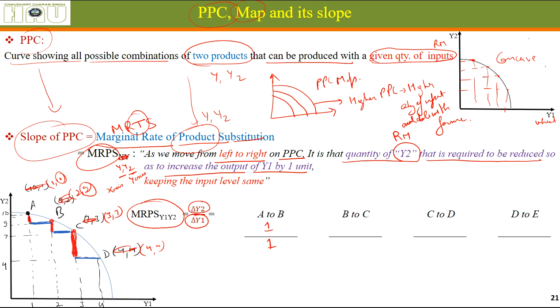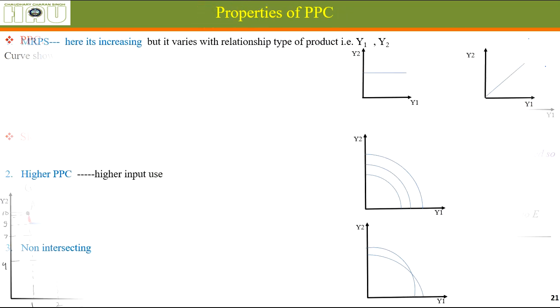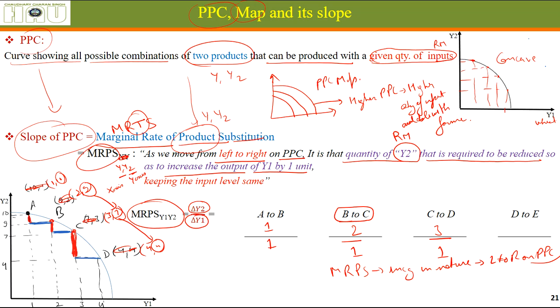All right, from B to C, delta Y is going to be 9 to 7, that means 2 divided by 1. If we go from C to D, 7 minus 4, it is going to be 3 divided by 1. As you can see, MRPS is increasing in nature as we move from left to right on the PPC. Okay, why is it so? We'll be talking about these things later on, so no need to worry about this.